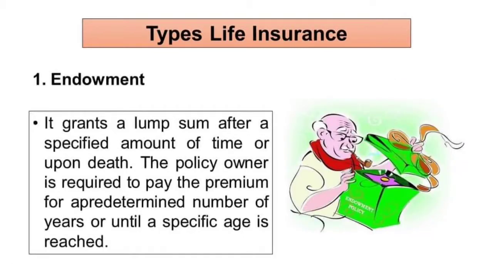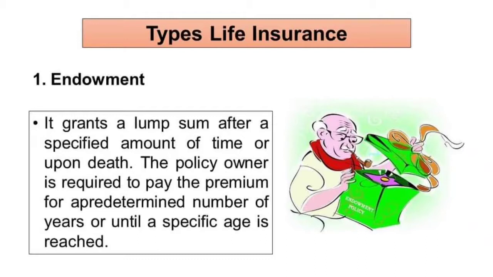Now, I am going to discuss the types of insurance, and there are 4 types of insurance: the endowment, term, whole life, and the variable universal life insurance. And we are going to talk about them one by one. First, we have the endowment insurance.